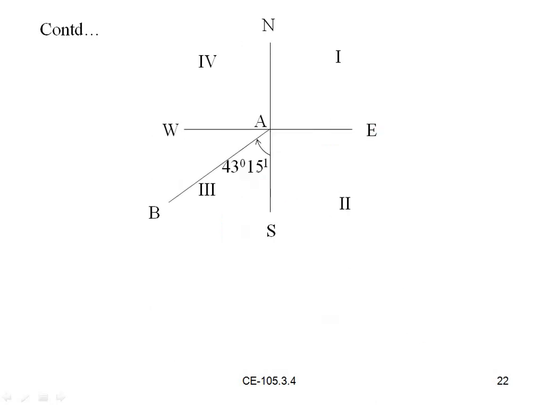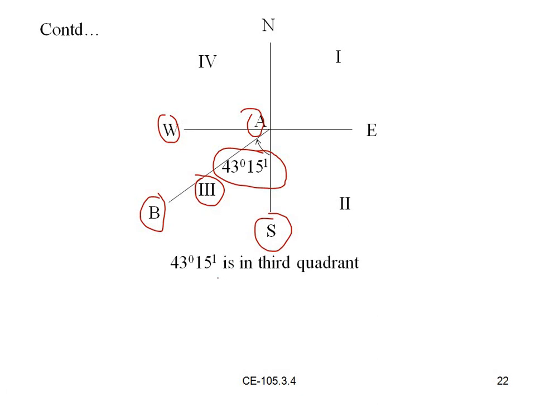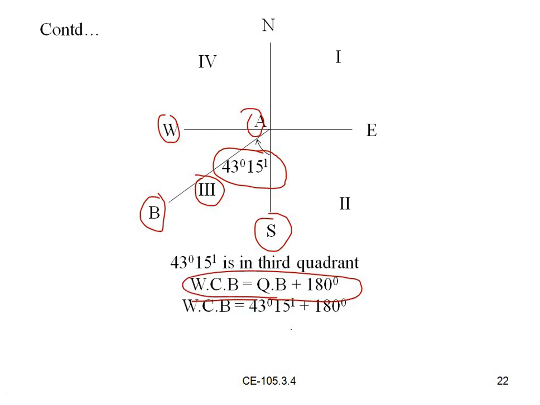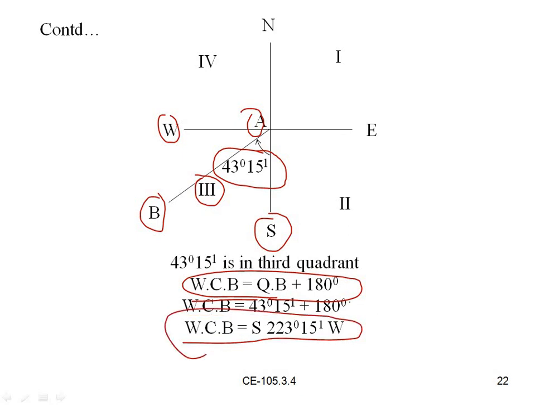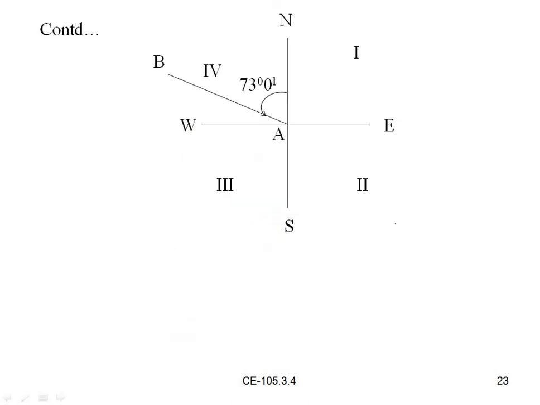The next one is 43 degrees 15 minutes. So this is the AB direction, southwest. It is in the third quadrant. Whole circle bearing is equal to quadrantal bearing plus 180 degrees. So that is south 223 degrees 15 minutes west. We will be doing the addition of 180 degrees.